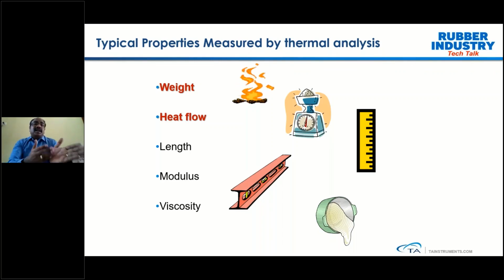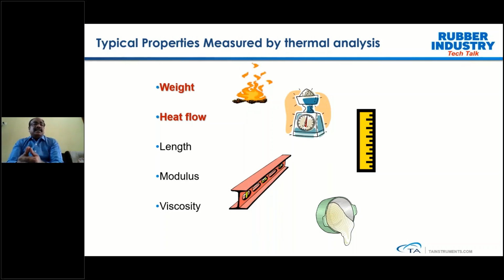One is the weight, which is analyzed by thermogravimetric analysis. Another aspect is heat flow, which gives you more information about the thermal transitions of the particular polymeric material, by using differential scanning calorimetry, or what we call DSC techniques.